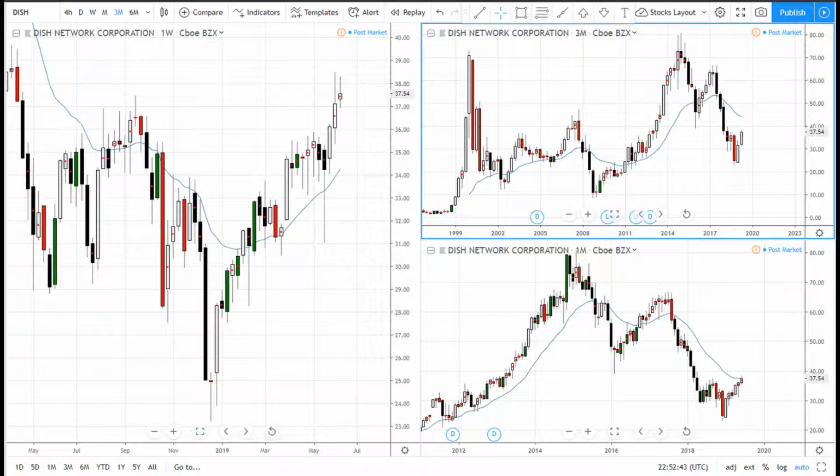Apart from that, let's get right to evaluating the charts. Okay, let's analyze Dish Network Corporation. It's a US stock. Ticker symbol is DISH. It's in the news recently, so let's take a look at it, see what we can find out.